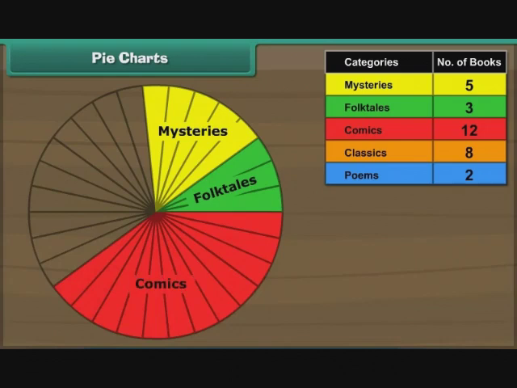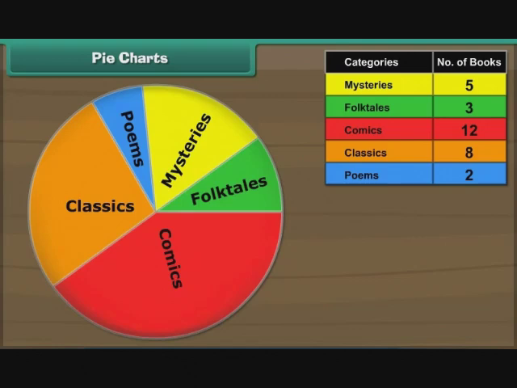Next we count 8 adjacent sections. Color them orange and write classics. Finally, we color the remaining 2 sections blue and write poems. The pie chart is ready.